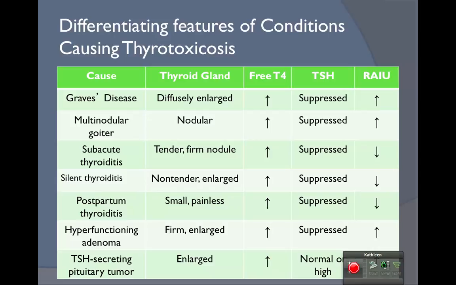You're going to have an elevated radioactive iodine uptake. Multinodule goiter, you most likely will be able to feel a nodule. You'll have an elevated free T4, suppressed TSH, and again, an elevated radioactive iodine uptake. Subacute thyroiditis, you might have a tender, firm nodule, again, an elevated free T4, suppressed TSH, and then a decrease in radioactive iodine uptake.